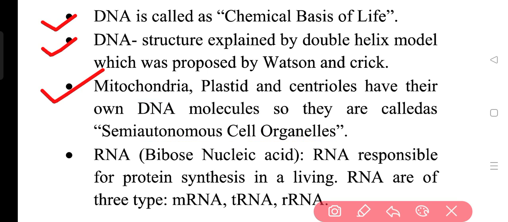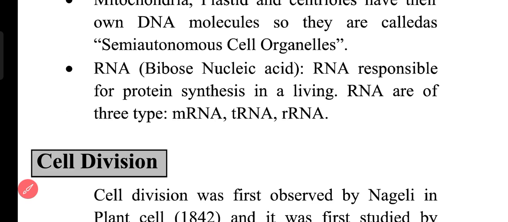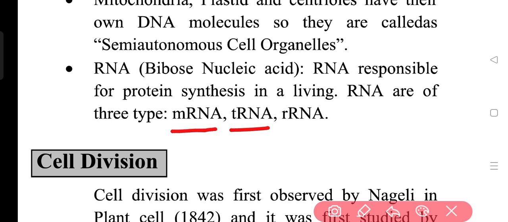Going to the next point, that is the last point, RNA, that is ribose nucleic acid. Here there is a small spelling mistake. Ribose nucleic acid, that is RNA, is responsible for protein synthesis in a living cell. In a living cell, RNA is of three types: mRNA, that is messenger RNA, tRNA, that is transfer RNA, and rRNA, that is ribosomal RNA. Okay, RNA is of three types: mRNA, tRNA, and rRNA.